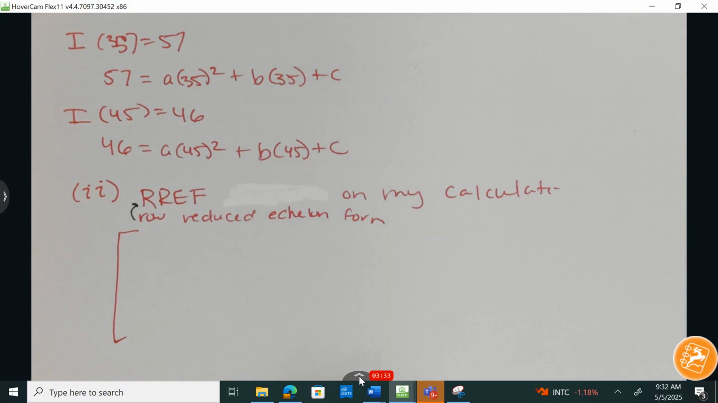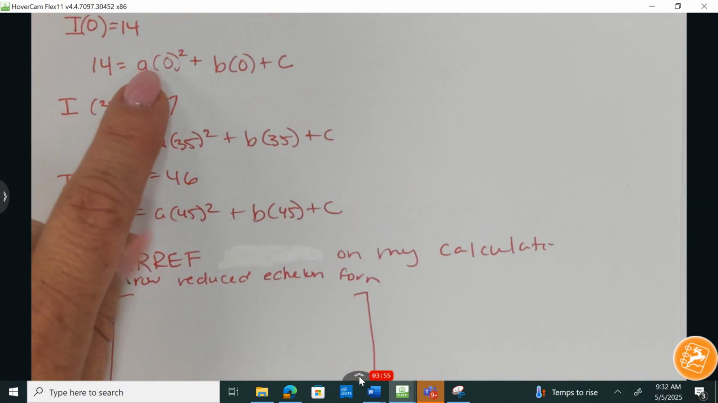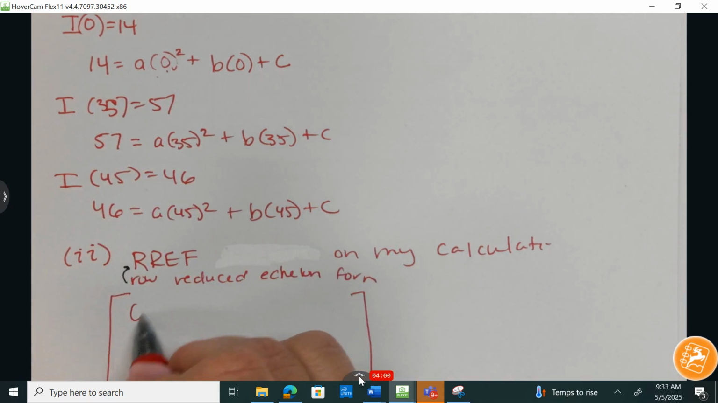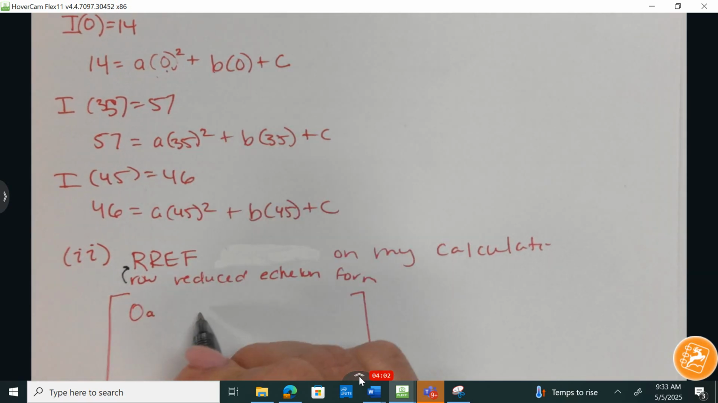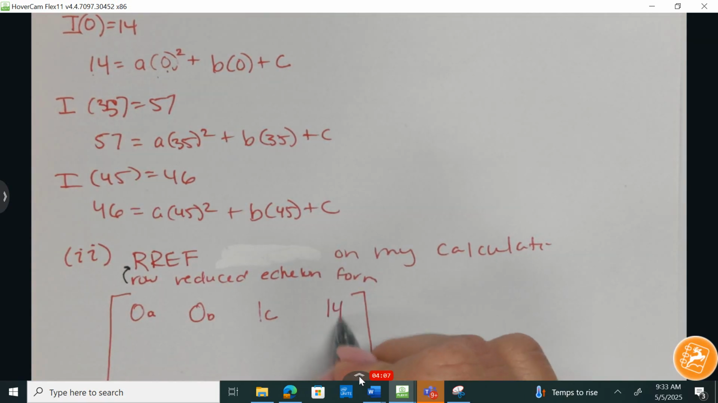This is something that we learn in Algebra 3-4, and we most likely used it at one point, but not very often, as a tool to solve for variables in a quadratic function. I'm going to have an A coefficient, a B coefficient, a C, and then the constant on the opposite side. Let's look at the first equation. 0 squared is 0, so I have 0A, 0B, 1C, and 14 on the other side.